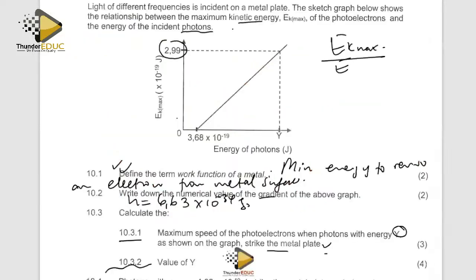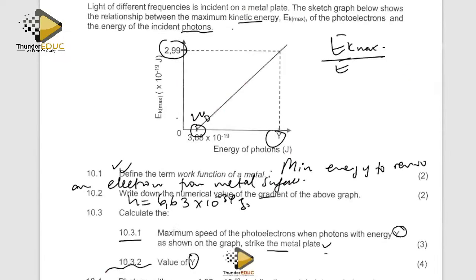And then 10.3.2, they want us to get the value of Y. So what is the energy of the photons? Now we know that this is the work function, that is our W naught. So the formula that combines work function and EK max, do we have anything like that? Yes. I'm seeing a formula here that says that E is equivalent to W naught plus EK max, the maximum kinetic energy. Now, the energy that we need is what we are calling the Y.